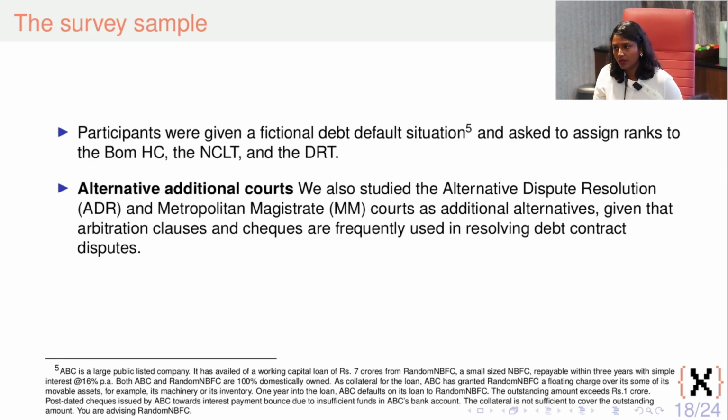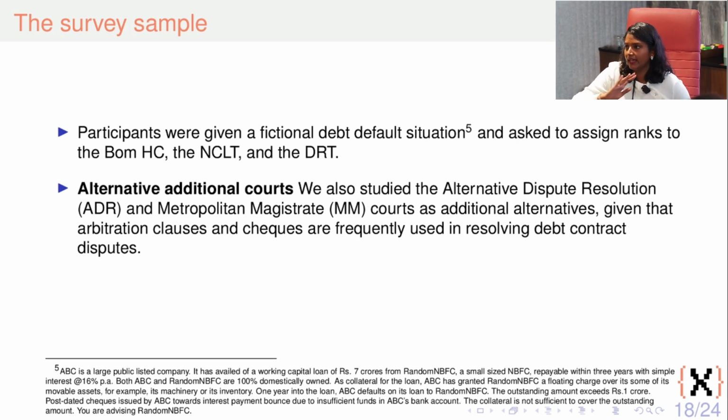So how did we go about the survey? We gave the participants a fictional problem, just so we can ensure that the responses are uniform, and we asked them to assign ranks to the Bombay High Court, NCLT and DRT on those parameters. We also gave them 2 additional courts as options, that is either metropolitan magistrate courts or alternative dispute resolution, because more often than not, such disputes would include the agreement having an arbitration clause.